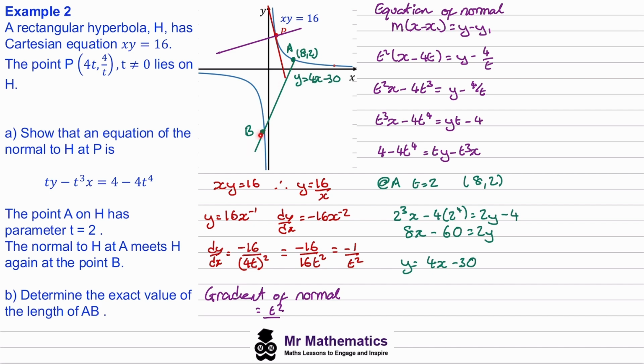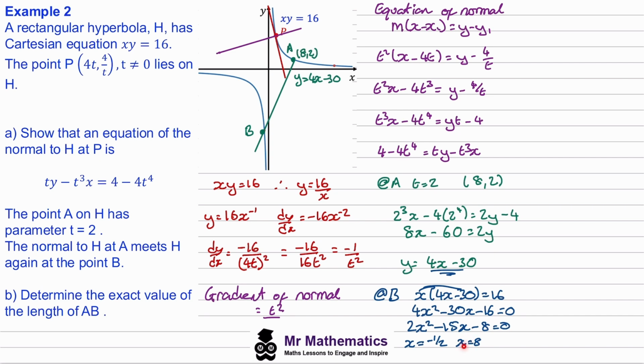To find this point of intersection, we'll substitute this equation into our equation for the hyperbola. So at B, we'll get x multiplied by y will equal 16. We can expand out this bracket. We'll divide everything by 2. And then we can solve this equation. And we get x equals negative 1/2 and x equals 8.